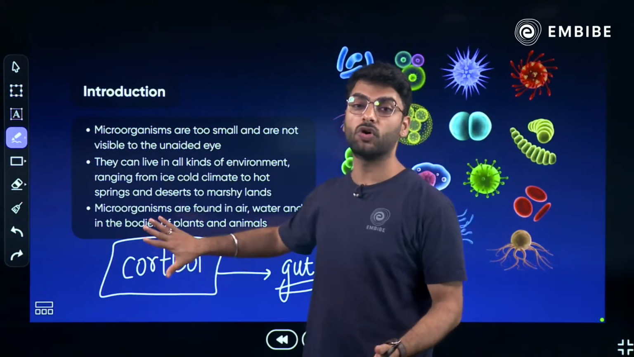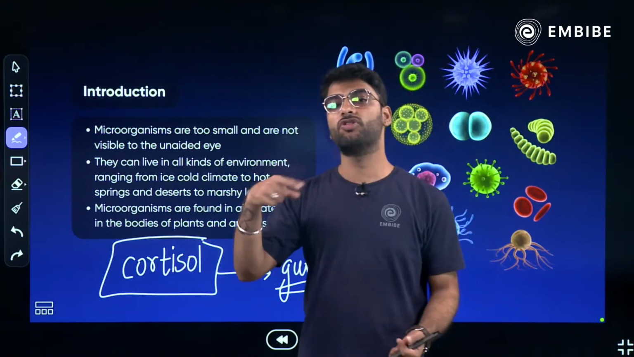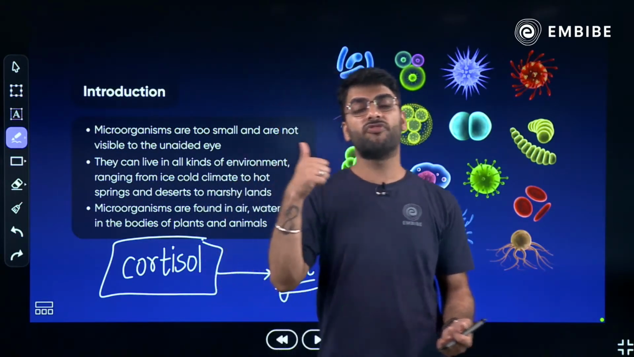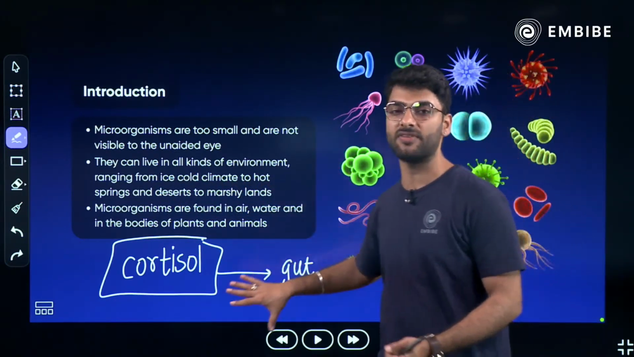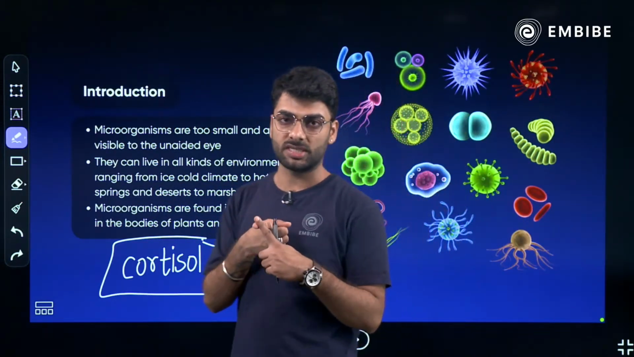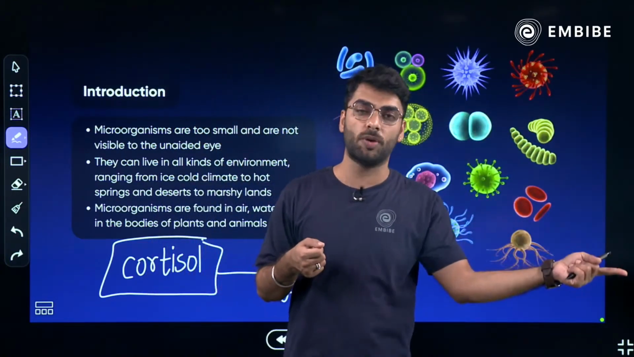I'm talking about cortisol. Cortisol is a stress hormone which is released in your body when you are under stress. When cortisol is released, it directly affects your gut. When your gut is affected, your acidic level changes, and when the acidic level of the body changes, the absorption capacity of your body changes.